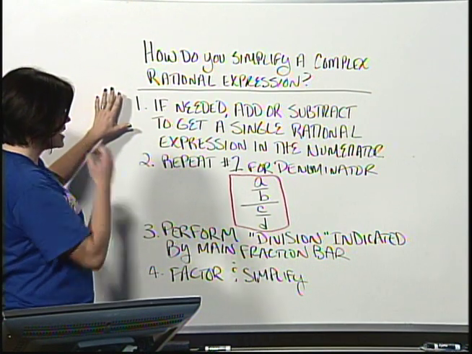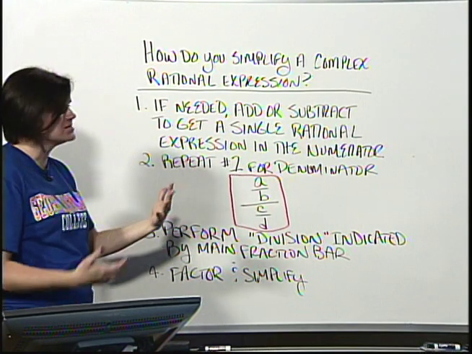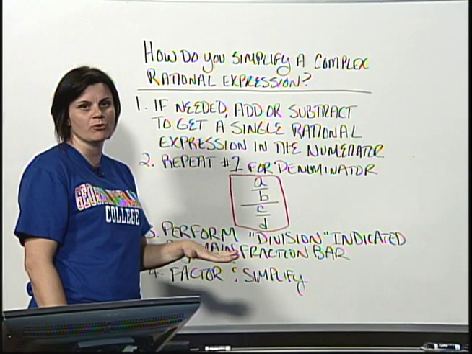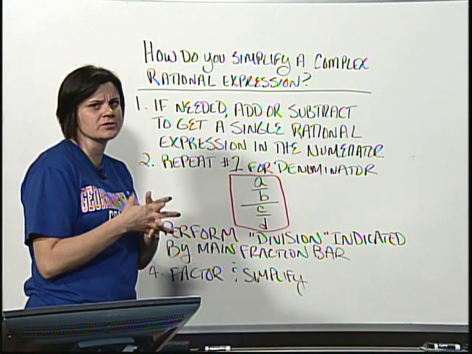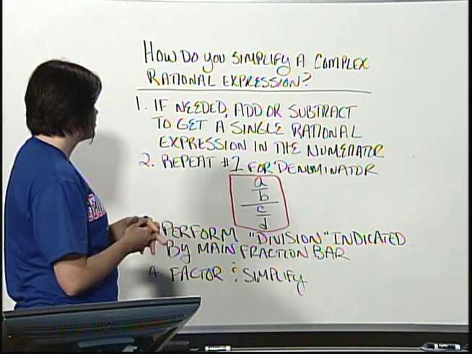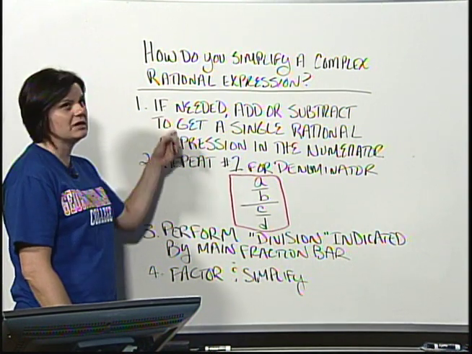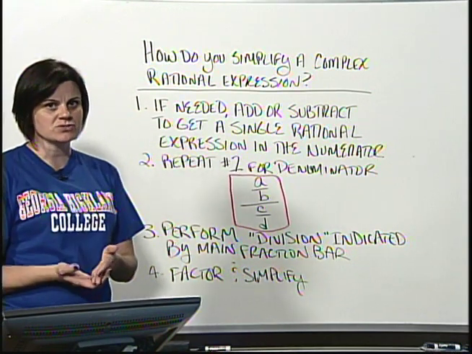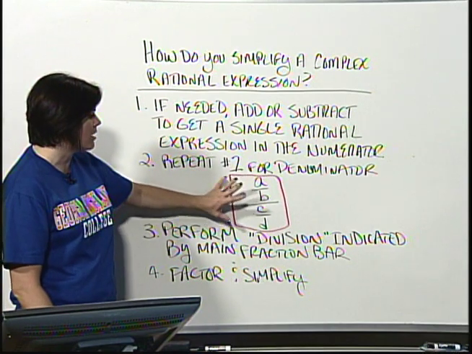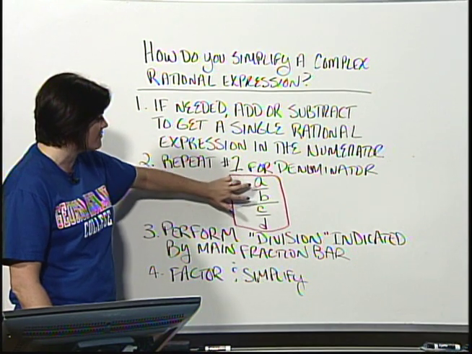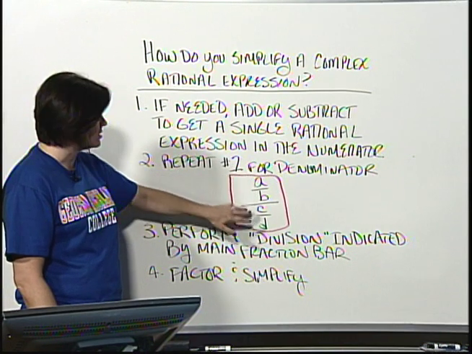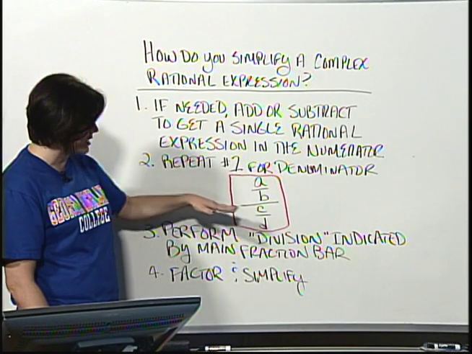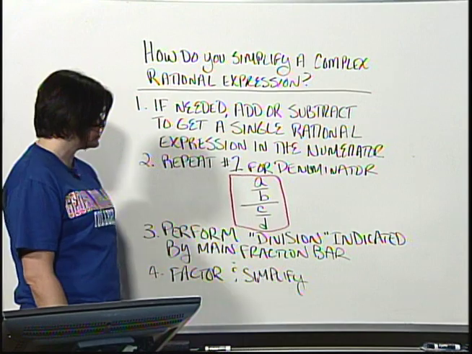So, your first step here is, if needed, so if it's necessary, add or subtract to get a single rational expression in the numerator. So you want to combine any rational expressions that are separate in your numerator. And step 2 is to repeat step 1 for the denominator. So basically what you want to do in these first couple of steps is to get your complex rational expression into the form of a single rational expression divided by a single rational expression. So I have it written here, A over B, big divided by C over D.